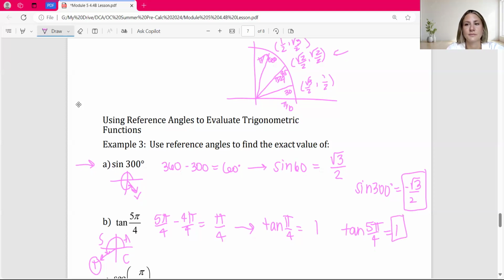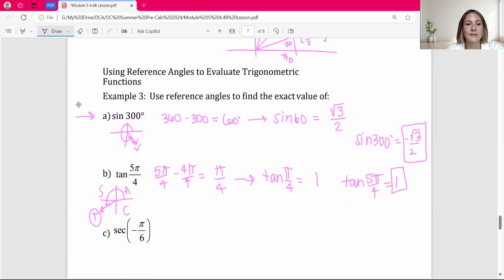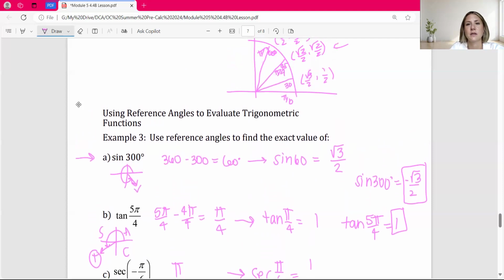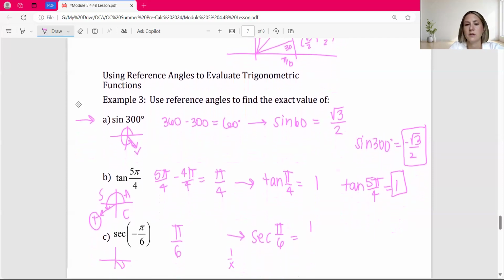Let's check out another. Secant of negative pi over 6. My angle here is pushed downwards, and pi over 6 is already an acute angle. Reference angles have to be positive, so my reference angle is simply pi over 6. So I'm going to do secant of pi over 6. Secant, using our definition, is 1 over x. So I'm going to go to my pi over 6, and my x is square root 3 over 2. So I'm going to do 1 over square root 3 over 2.